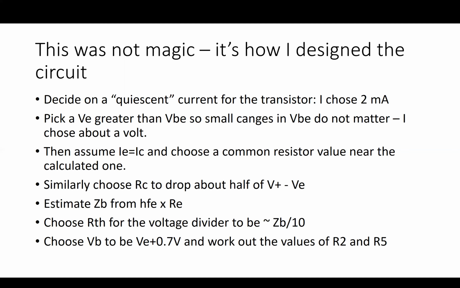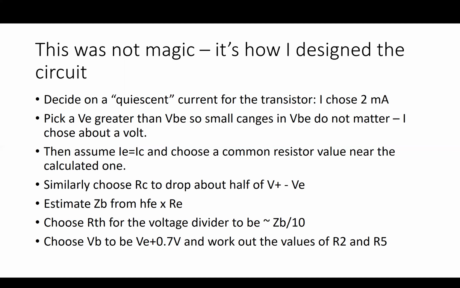I picked an emitter voltage to be greater than VBE. Why? I didn't want small changes in VBE to be significant, and so I want the emitter to sit at a significant voltage, which then determines the emitter current and makes VBE less important. So I chose a voltage that was a volt or so, which then determined, of course, given the current through the transistor, the value of that resistor. I then chose a resistor value close to that.